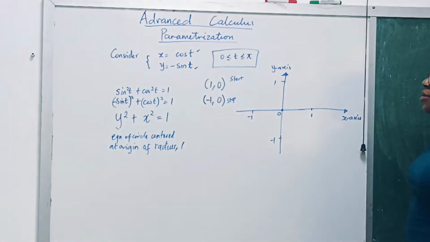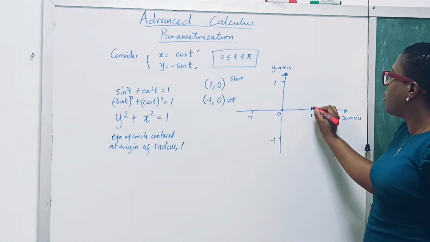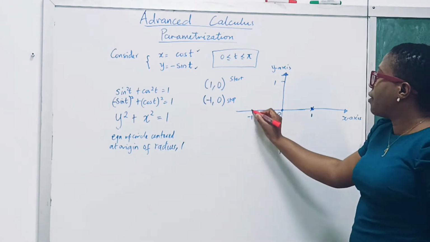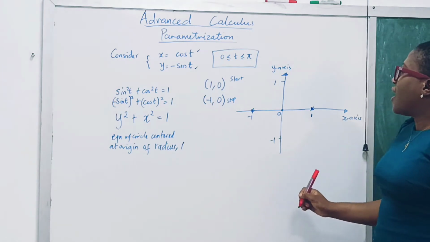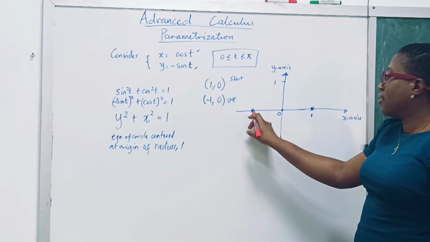Now, where is 1 comma 0? Here, right? And where is minus 1 comma 0? Here. Okay. And this is a semicircle. Yes, it's a semicircle that will start here and stop here.